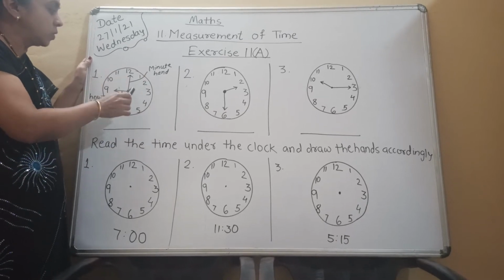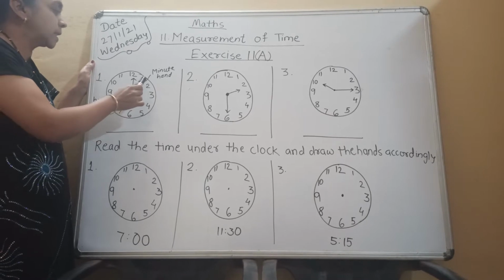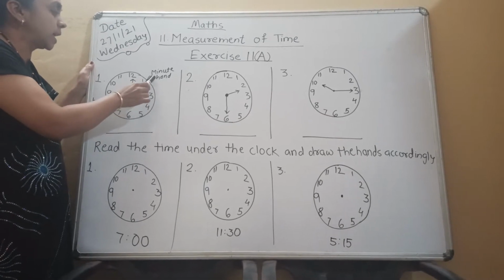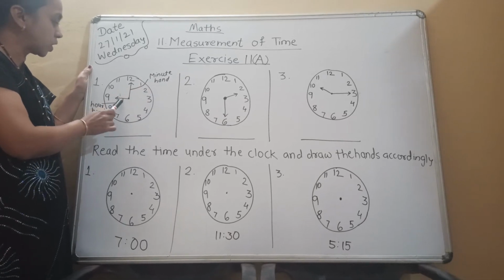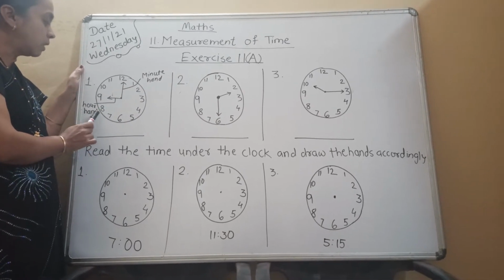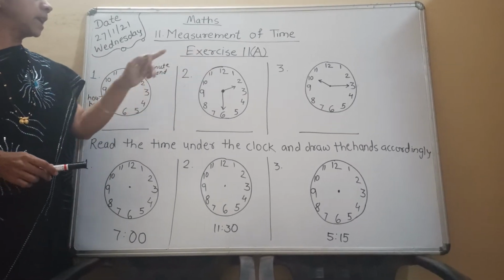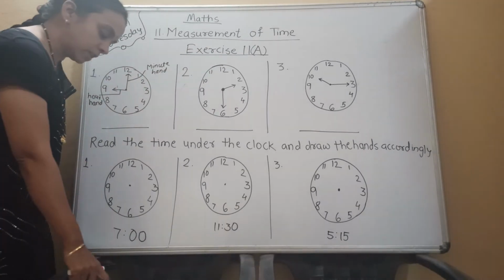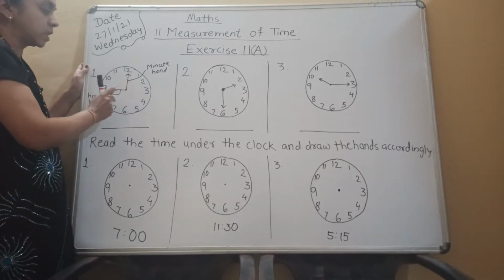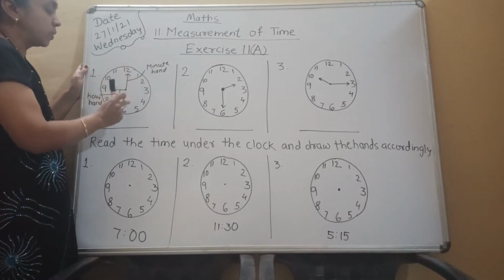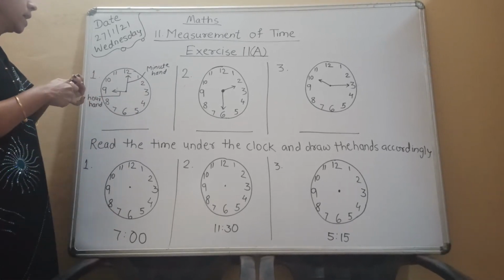So first, you might have known that this longer hand is called the minute hand and this shorter hand is called the hour hand. Okay, so in this exercise 11a, what question is given? Mention the correct time under the clocks. See, clocks are given, so we have to mention the correct time. So we will see one by one.